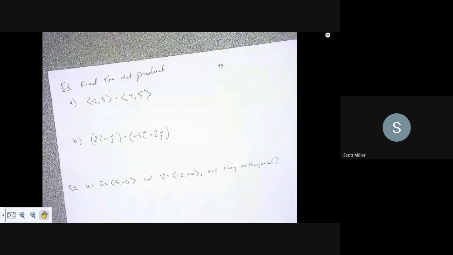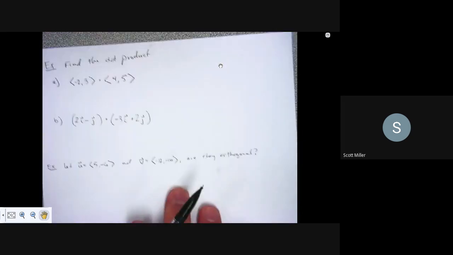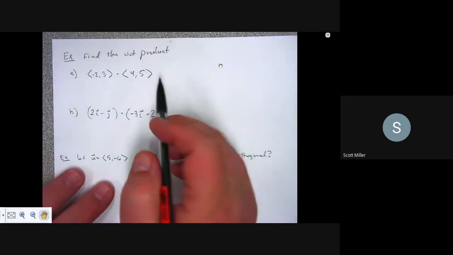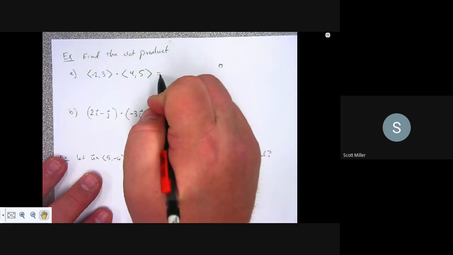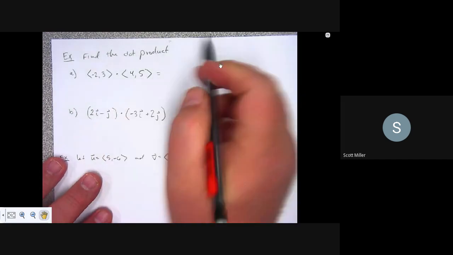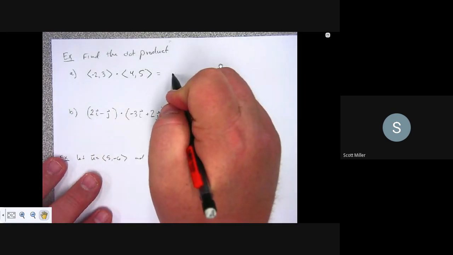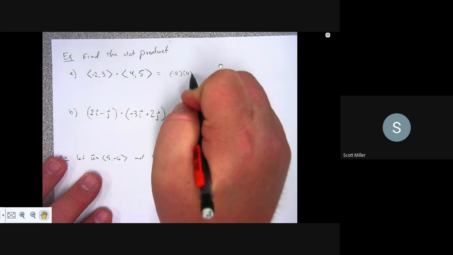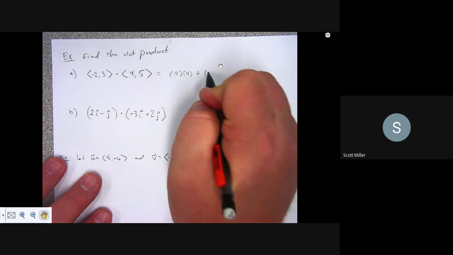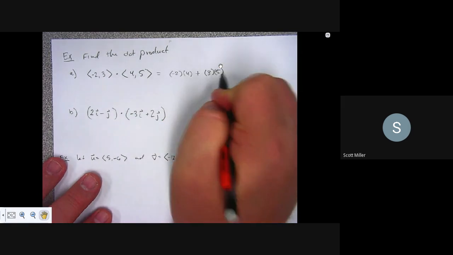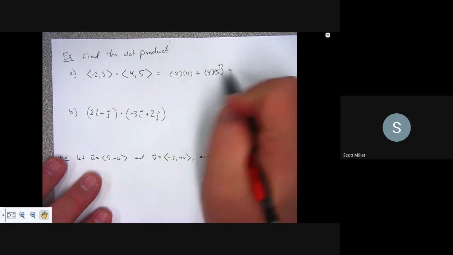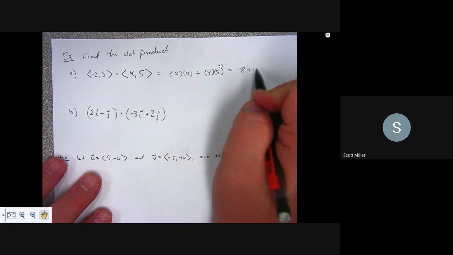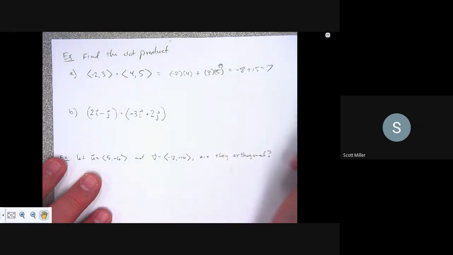So let's look at some examples. Let's find the dot product of these. Here are two vectors, and we're going to do the dot product between them. Very simply put, you take the two front components, -2 times 4, and add that to 3 times 5. I recommend that you write it this way so that you get your signs correct. -8 plus 15 is 7. So there's your dot product.